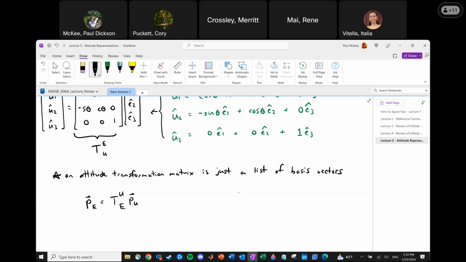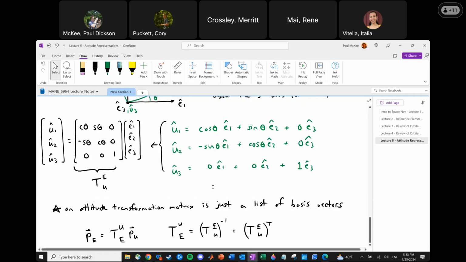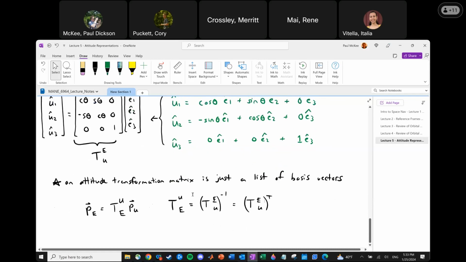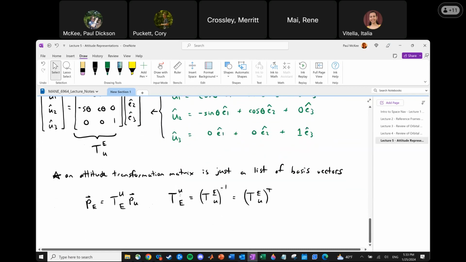And we can also say that T from U to E, which we don't know, we have T from E to U. Well, that's the same thing as the inverse of T from U to E, which is the same thing as the transpose. And if you're looking at a matrix like this, you just move the minus sign. That's all it is, right? So interestingly enough, the attitude transformation matrix that maps from U to E is the same as the rotation matrix that maps from E to U. So it's very important to get that straight.